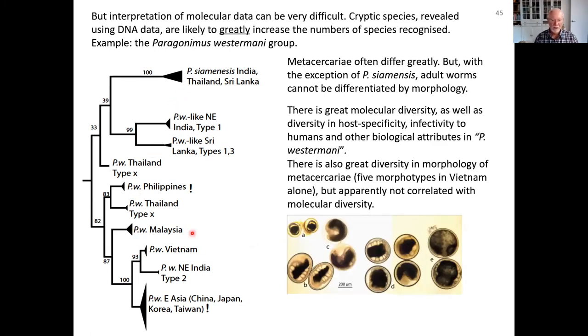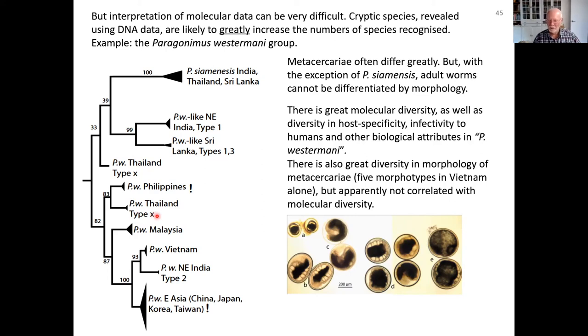So we have a lot of molecular diversity within what appears to be Paragonimus westermanni. We have a lot of variation in the structure of the metacercarial cysts within what appears to be Paragonimus westermanni. We have, in fact, in the very same place in Northeast India, more than one kind of Paragonimus westermanni. There's one there and another one here, coming in different places in this tree. And in Thailand, we have more than one kind, one coming here and one coming here in the phylogenetic tree.